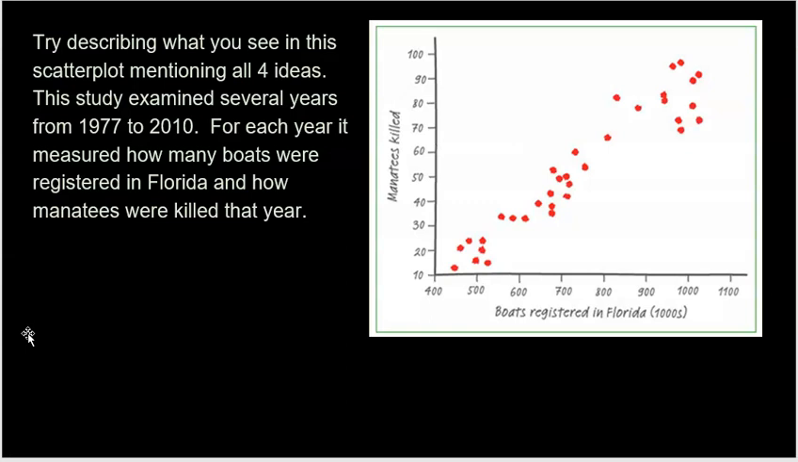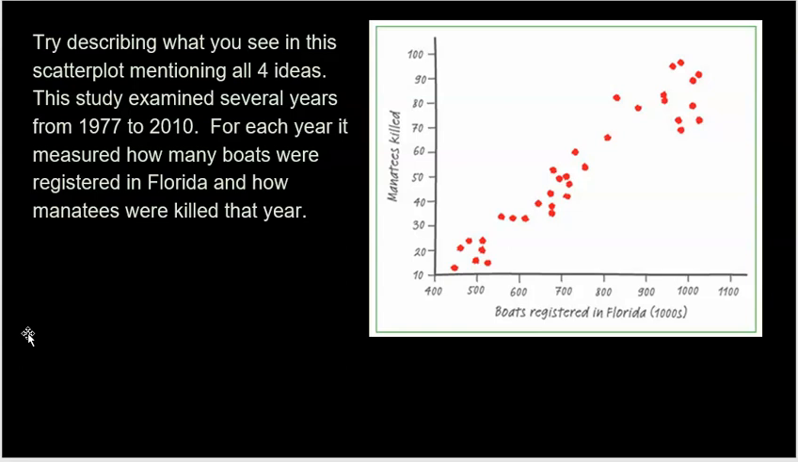So here what we looked at is we studied several years. So the individuals, each dot represents a year. And each year we looked at how many boats were registered in Florida and how many manatees got killed that year. Manatees are huge, very nice, lazy sea animals. And they tend to kind of hang out by boats. And if the boat's propellers get turned on, then they could kind of get injured and maybe die. So what we notice here is that each dot, the explanatory variable, is how many boats are registered in Florida. And the Y variable, the response variable, is how many manatees got killed.